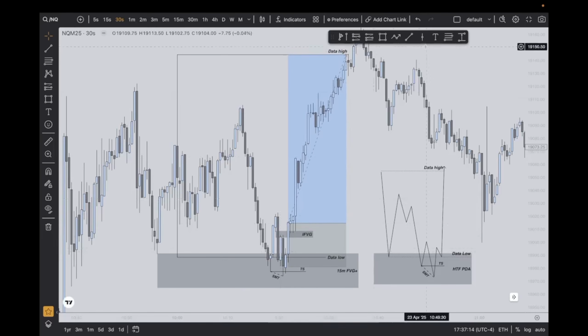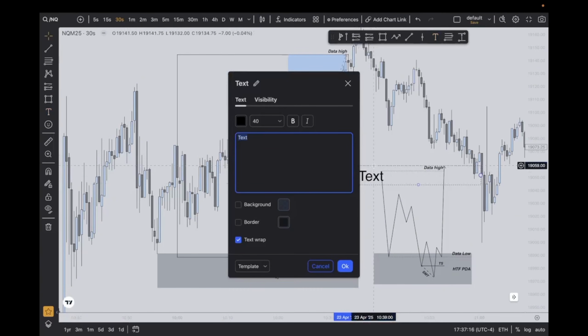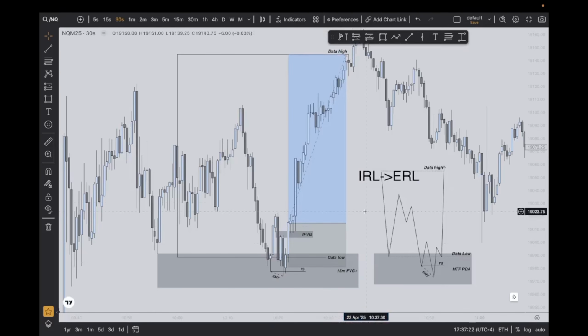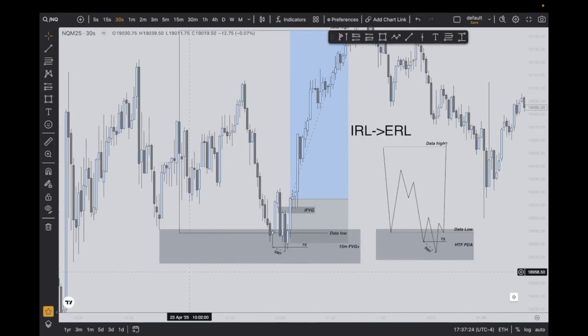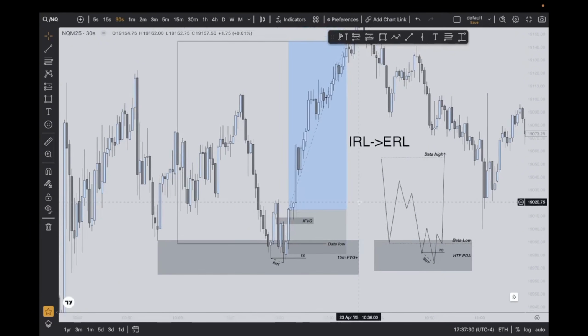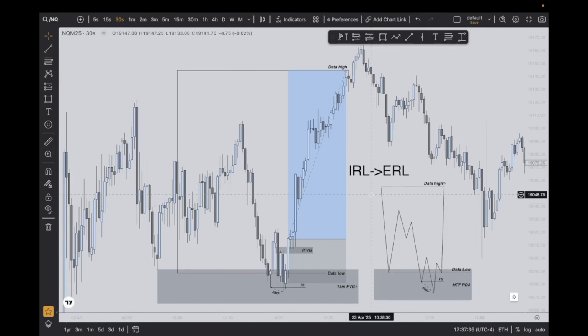What matters is, and I've said this once, I'll say it again, IRL to ERL. What are we doing in this scenario? We already swept ERL. Then what did we do? We tapped into IRL, internal range liquidity, which is that fair value gap, that high time frame PDA I always talk about. And where are we going to? External range liquidity, the other side of the market.